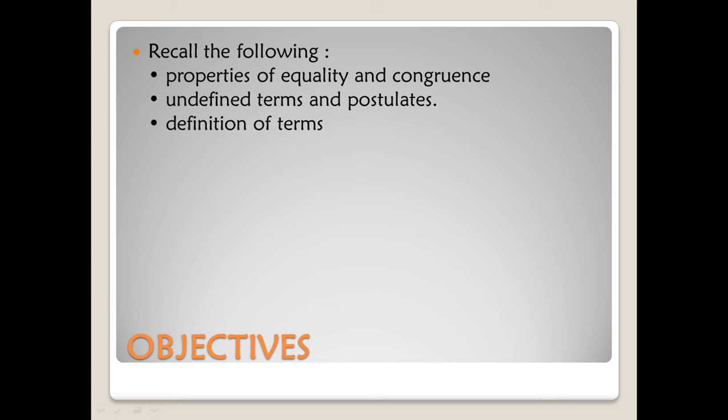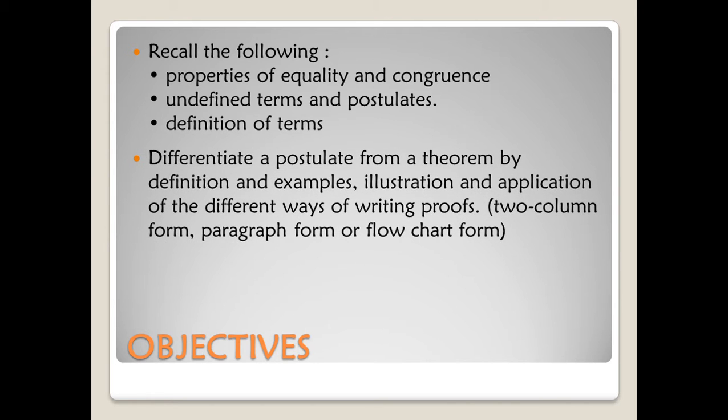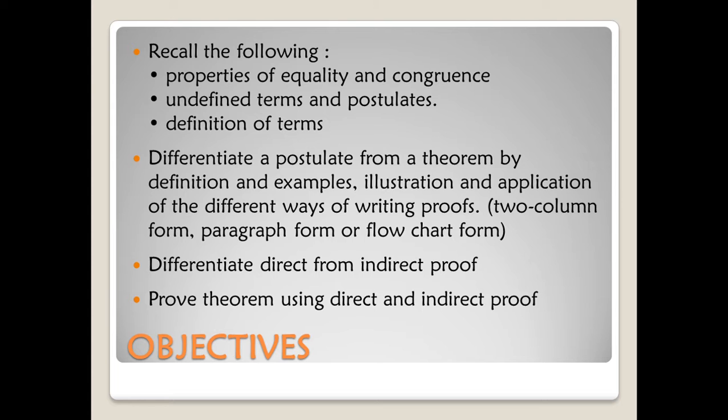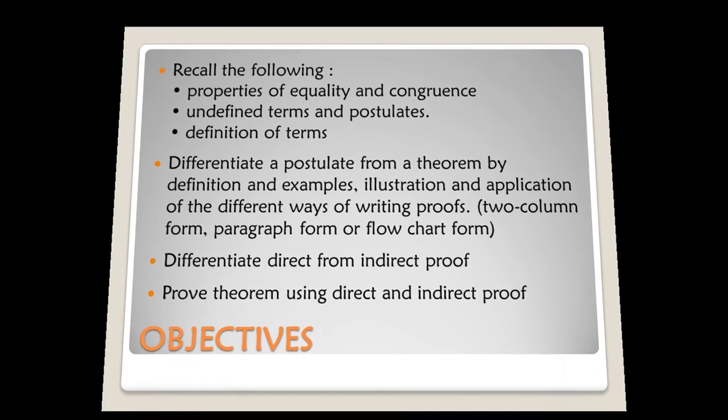The objectives of this session are: recall the following: properties of equality and congruence, undefined terms and postulates, definition of terms; differentiate a postulate from a theorem by definition and examples; illustration and application of the different ways of writing proofs: two-column form, paragraph form, or flowchart form. Differentiate direct from indirect proof. Prove theorem using direct and indirect proof.